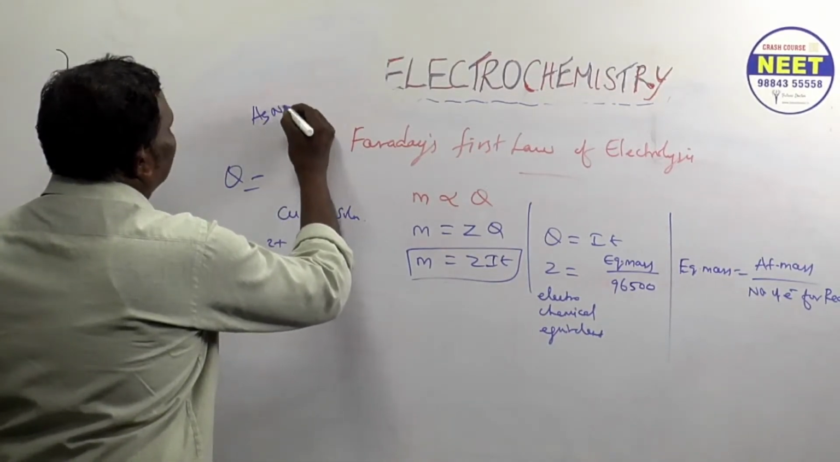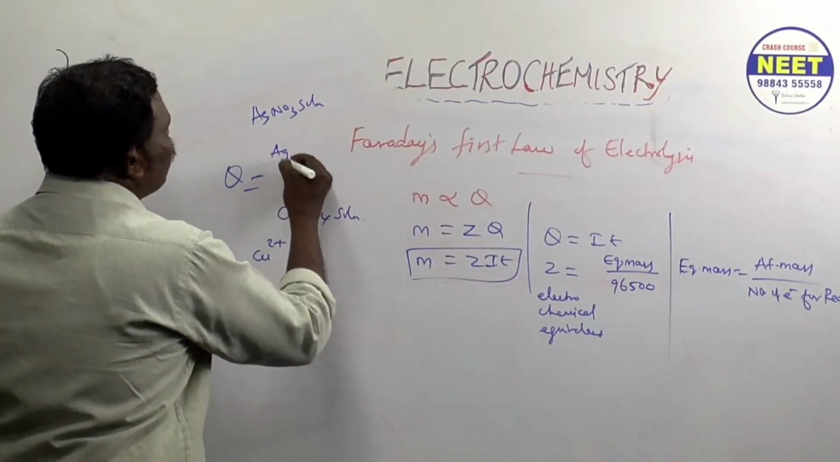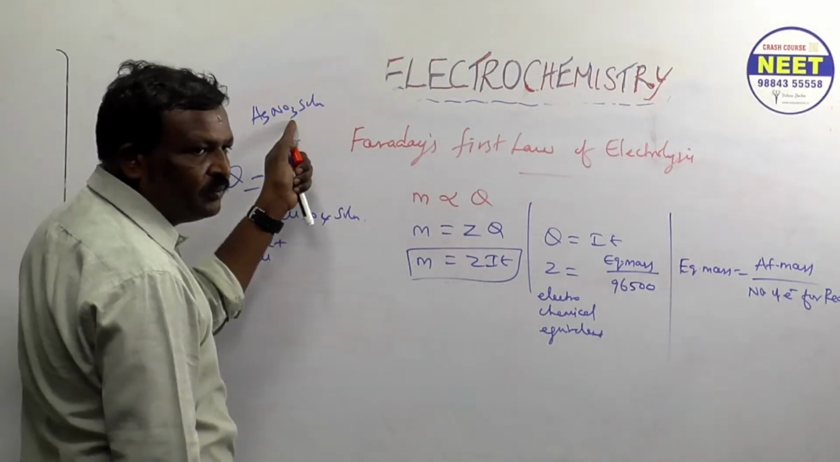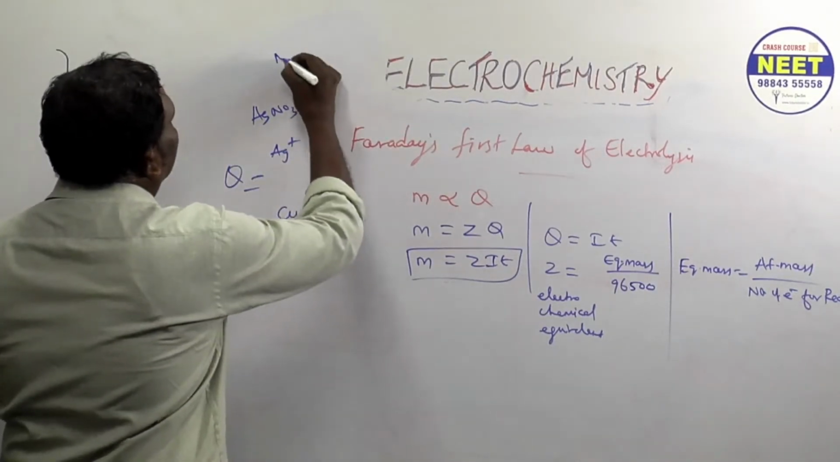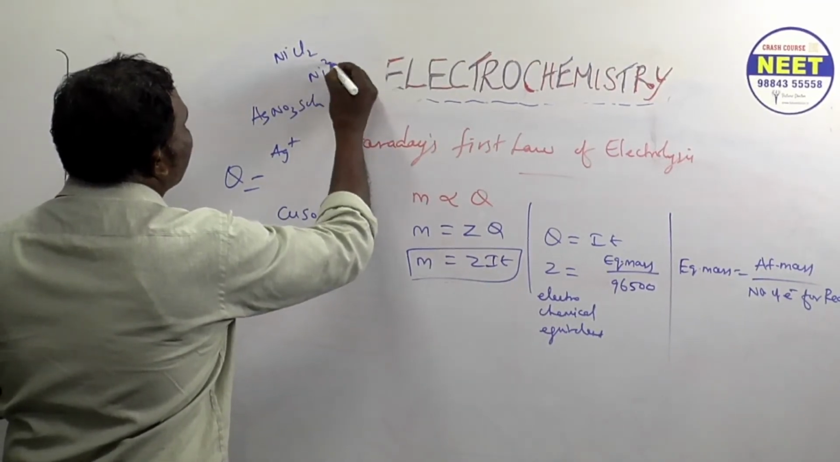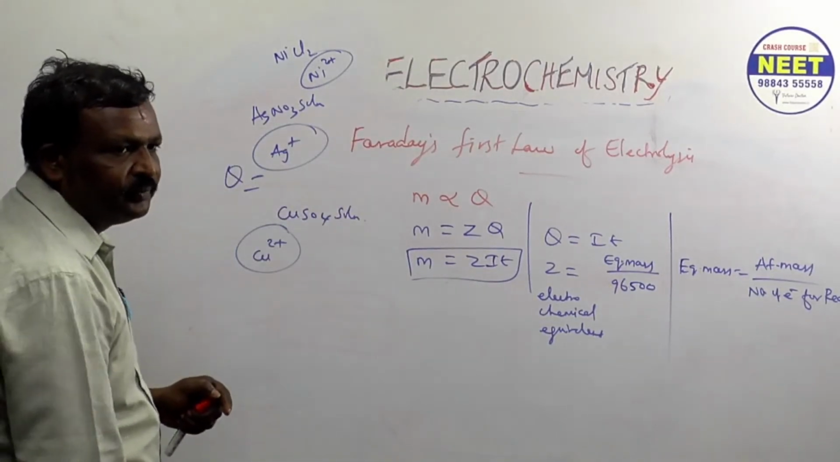In AgNO3 solution, Ag is in the form of Ag plus, balanced by NO3 minus. In nickel chloride solution, nickel is in the form of? You must know this one. Understood? Okay.